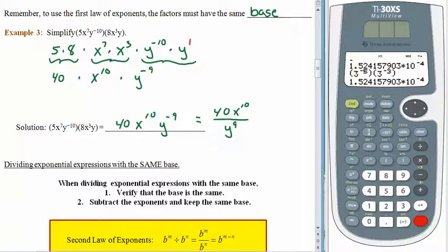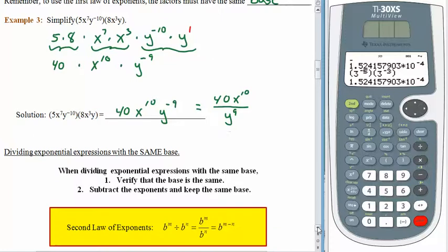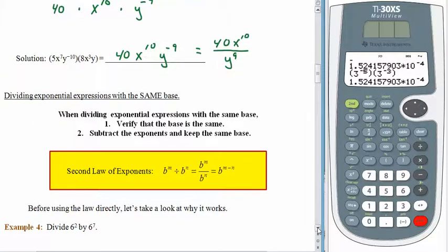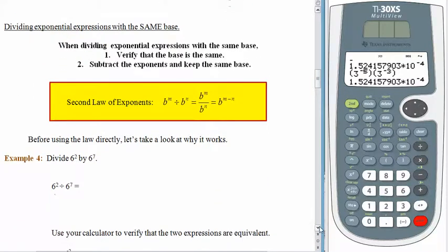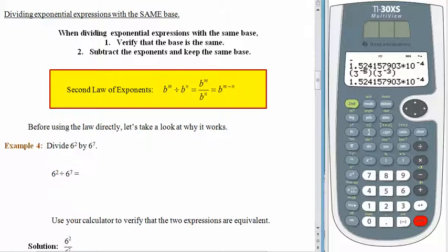How do you divide expressions that have the same base? When we multiplied expressions with the same base, we had to add the exponents. So it probably won't surprise you that when you're dividing expressions that have the same base, we need to subtract the exponents. And just like we did before, let's take a second to watch what happens.